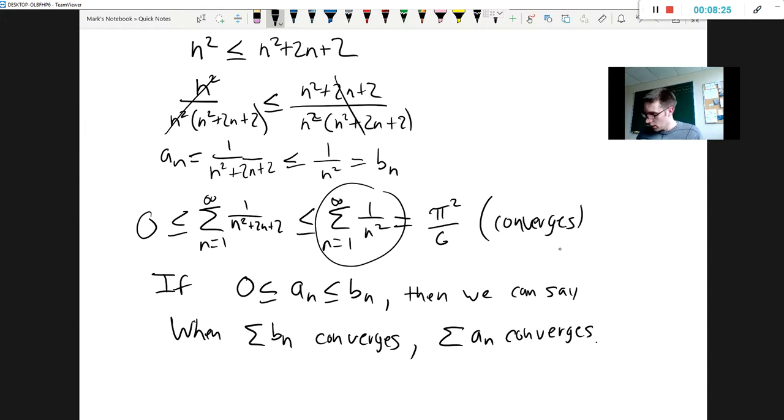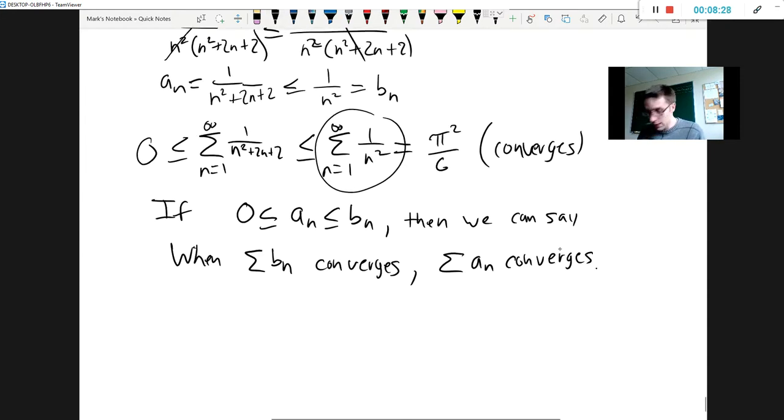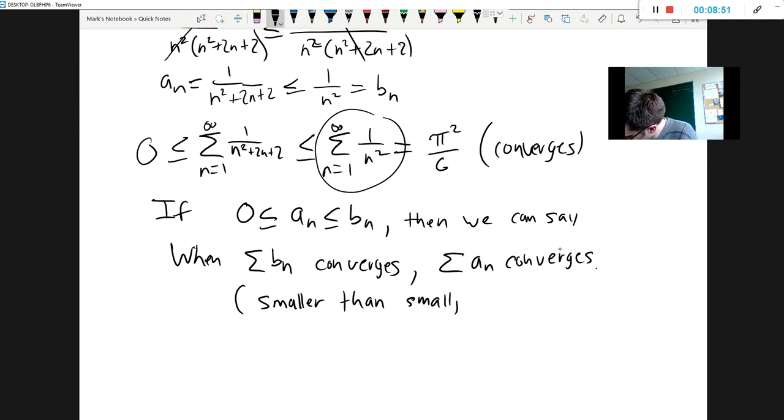Okay? So, that is what we've essentially argued here, and this is actually very similar to some arguments we made for improper integrals, and the way that we summarize that is the idea that if you are smaller than something small, then you are small.